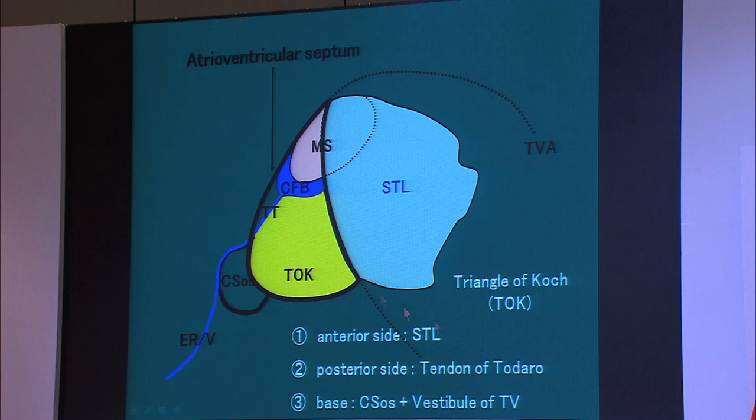So the triangle of Koch means, the anterior side is the septal leaflet, and the posterior side is the tendon of Todaro, and the base is the CS, the best view of the tricuspid valve. This is the triangle of Koch. So as you know, in this area, the AV node is located here. And this fiber penetrates the central fibrous body and goes down just beneath the membrane septum. So this is basic information.